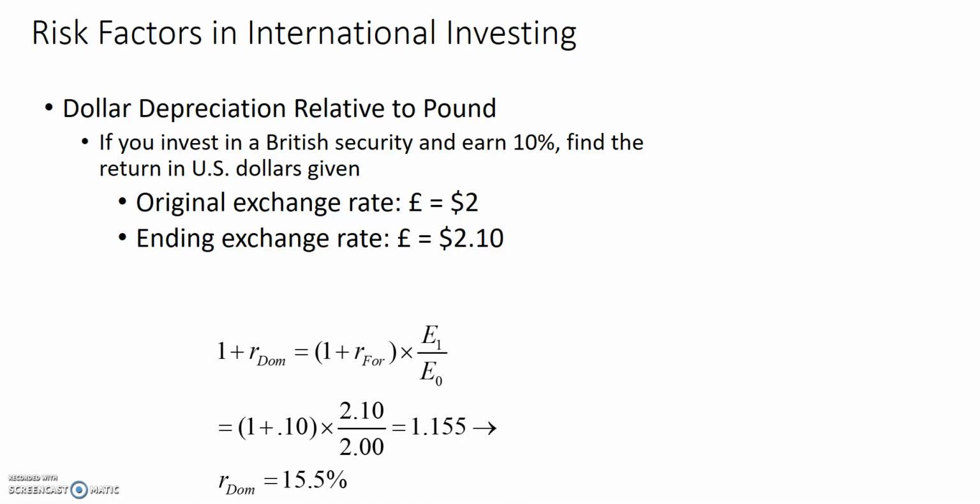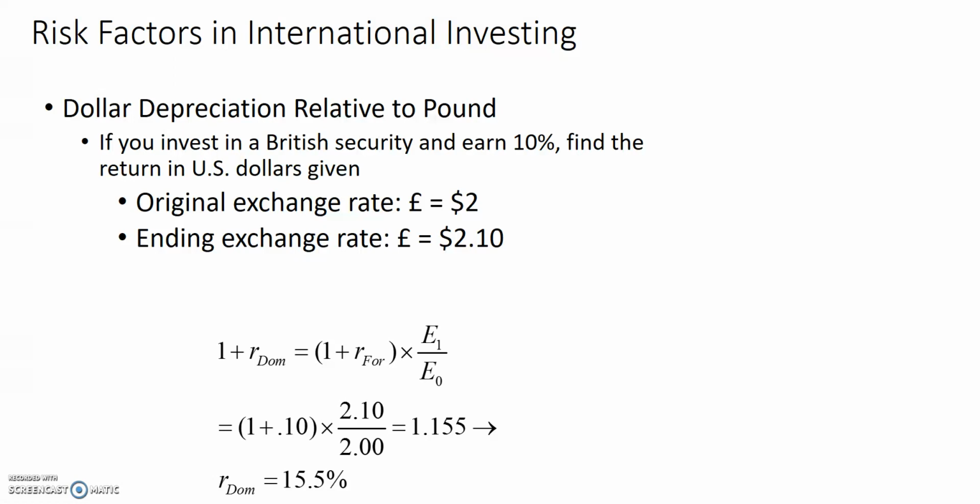What you would do is plug this into your formula, as we see here, where we have 1 plus the rate, which is what we earned, 10%. So that's where we get our 10% from. We plug this into our fraction as well, where we have the $2.10 divided by the $2. We work this through and we see that we have a final rate of 15.5% because of the fluctuation in the exchange rate.